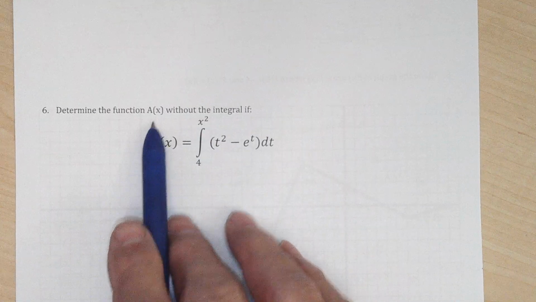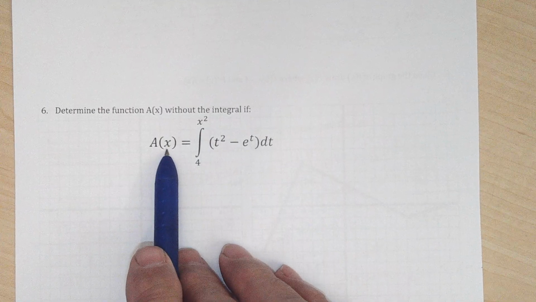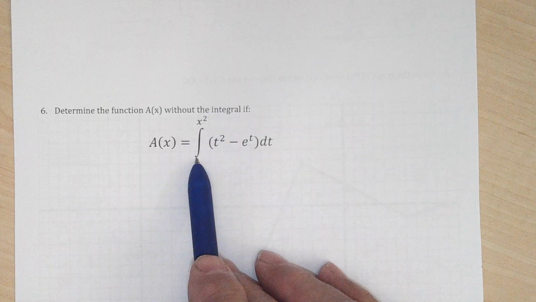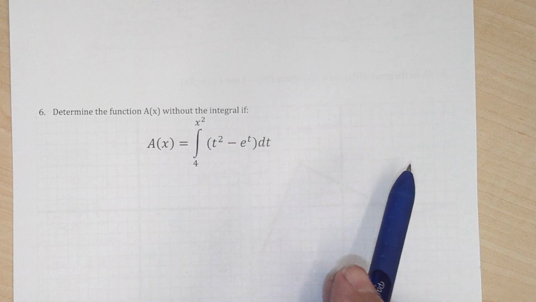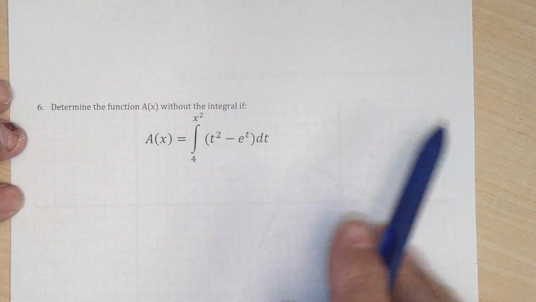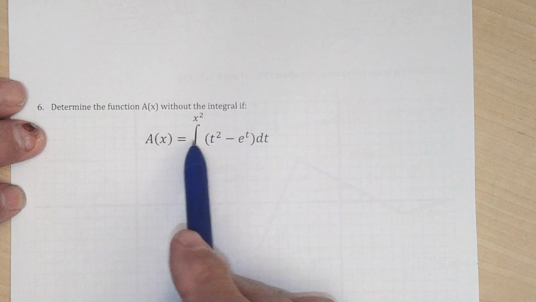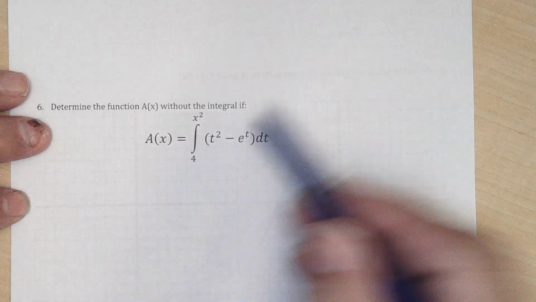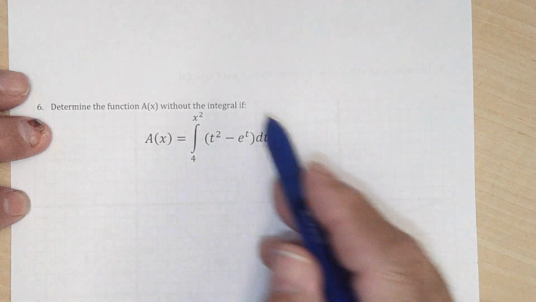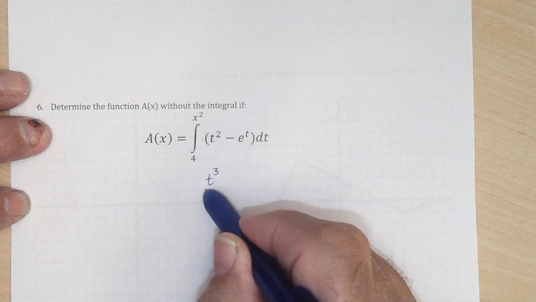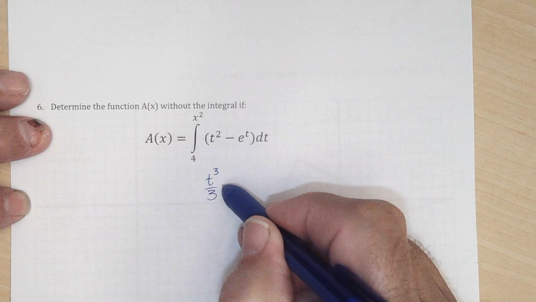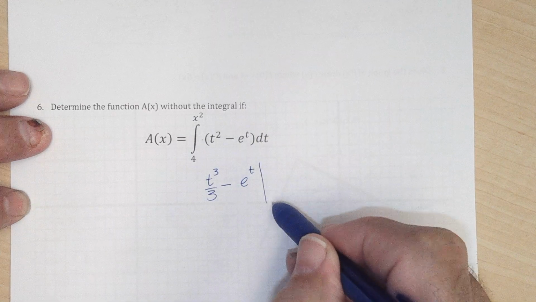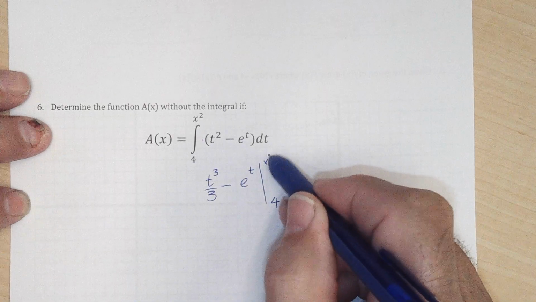This one says, find the formula for A of x, determine this function A of x without an integral. So we need to integrate. Not to be confused with the ones that have derivatives of integrals or integrals of derivatives. This is just an integral. What is the antiderivative of t squared? What's the antiderivative of e to the t? Evaluated from 4 to x squared.